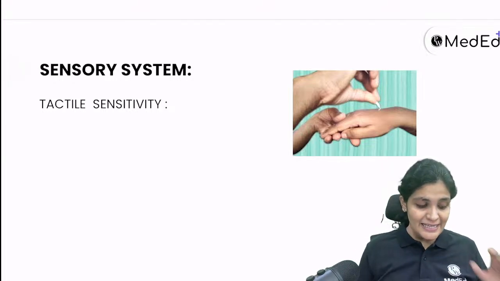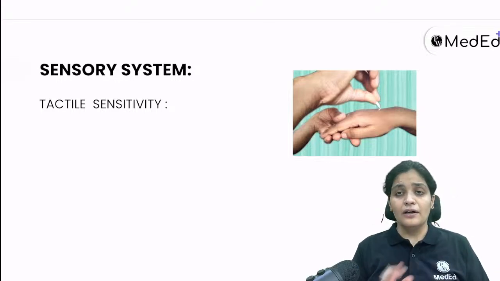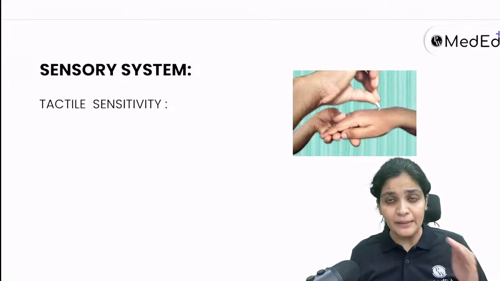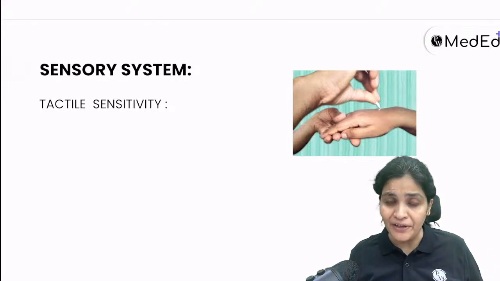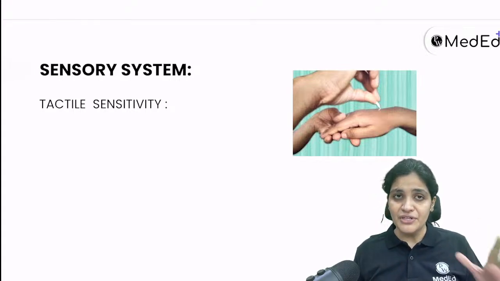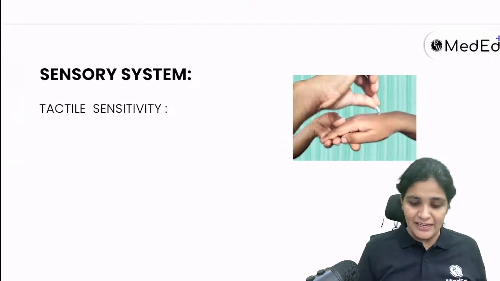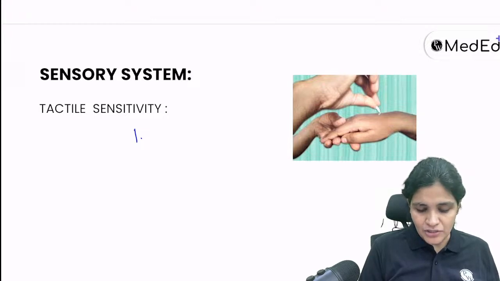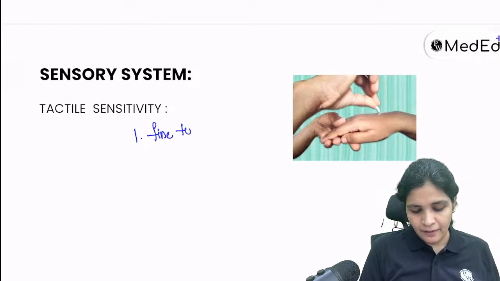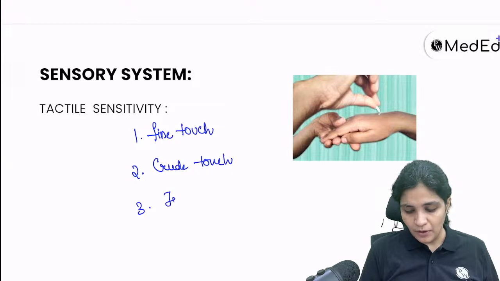Then you will come to the sensory system. Without testing the sensory, it is usually not complete. Whenever you want to complete the peripheral nerve examination, you have to have both motor and sensory. Motor is about muscle testing. So now comes the sensory. There are 5 or 6 things which you have to test in case of sensory. First is the tactile sensitivity. So first one is your fine touch. The second one is your crude touch. And then the third one is your 2-point discrimination.